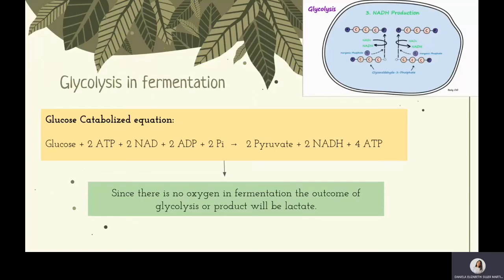Glycolysis in fermentation refers to the breakdown of glucose or sugar molecules. When this happens, glucose is catabolized, as you can see in the equation. And as a product, the outcome of glycolysis will be lactate.